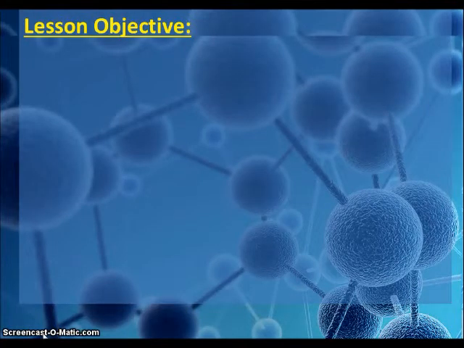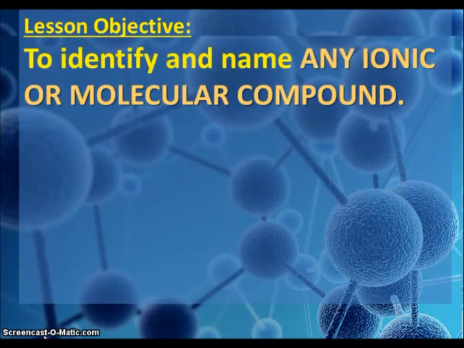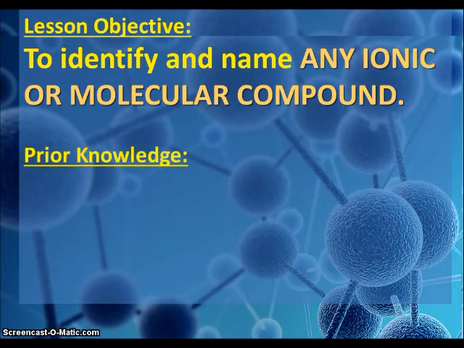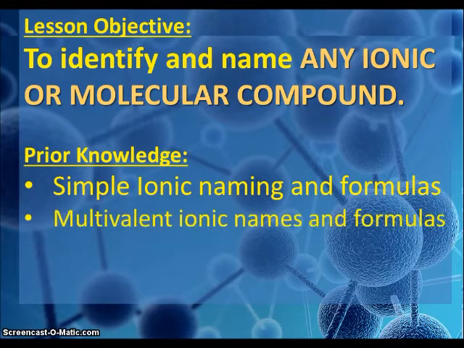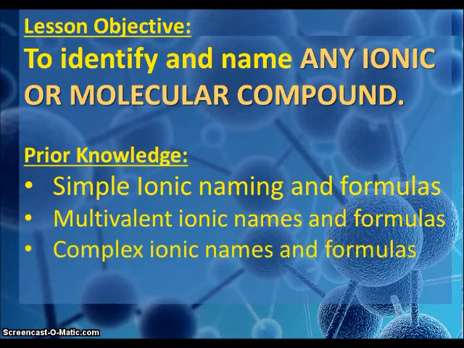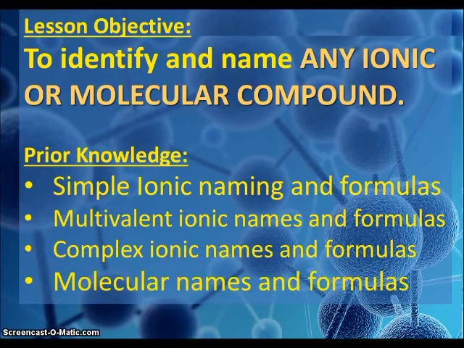Okay, now it's time to put it all together. Now you should be able to identify a name or get the formula for any ionic or molecular compound. Previously, you should have learned the naming and formula rules for simple ionic compounds, multivalent ionic compounds, complex ionic compounds, and molecular compounds.